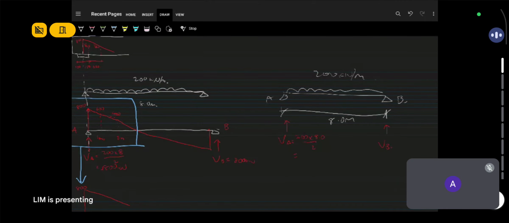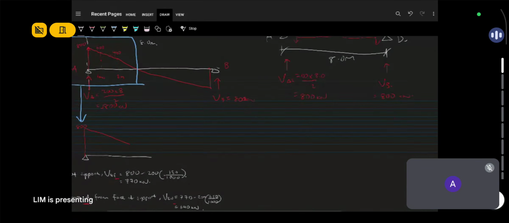Basically, you calculate the total load. The total load is 200 times 8. Once you have the total load, half goes to A, half goes to B, which is why you divide by 2. That is why you get 800 on both sides. So these are your support reactions.